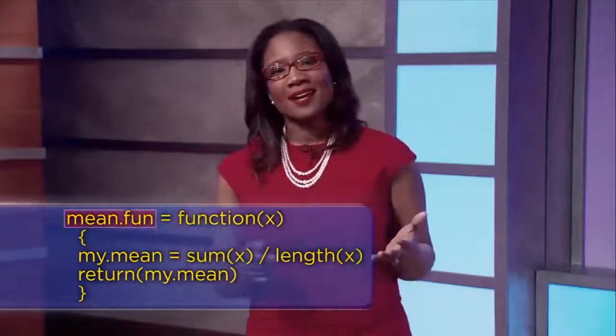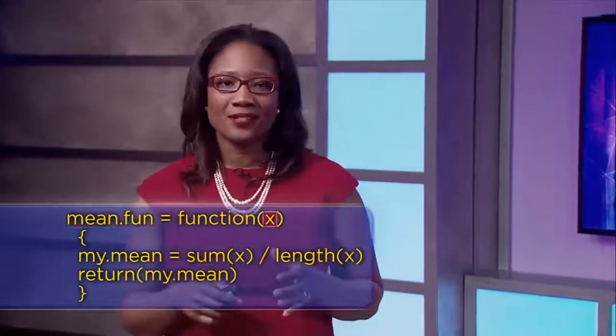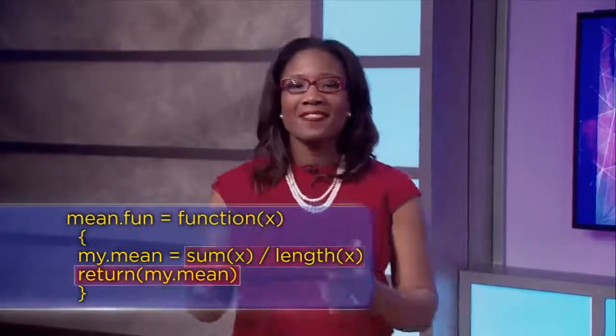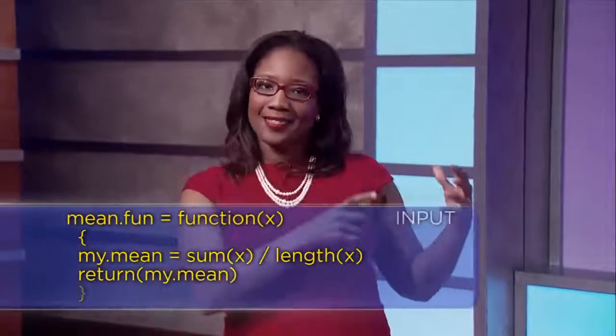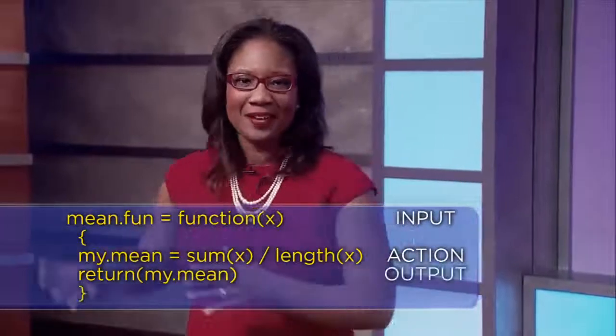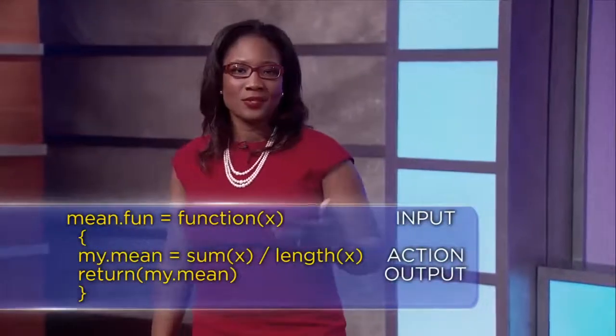If we want to make a custom function, we first have to define one or more inputs, followed by some action that we're going to do on them, and then an output. And so your function is going to take the input, perform an action, and then spit out some output. That might look like a transformed data set or some kind of plot.